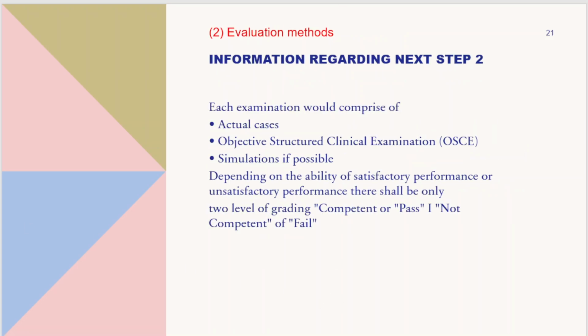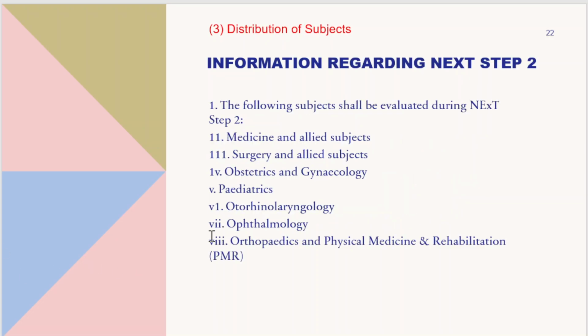Now the evaluation method for the step 2. So that would be actual cases, the objective structured clinical examination, the simulation if possible. Depending on the satisfactory performance or unsatisfactory performance, there shall be only 2 levels of grading: competent, that is pass; not competent, that is fail. Now distribution of the subjects. The following subjects shall be evaluated during next step 2: medicine and allied subject, surgery and allied subject, obs gynec, pedia, ENT, ophthalmology, and the orthopedics and PMR. That is for step 2.